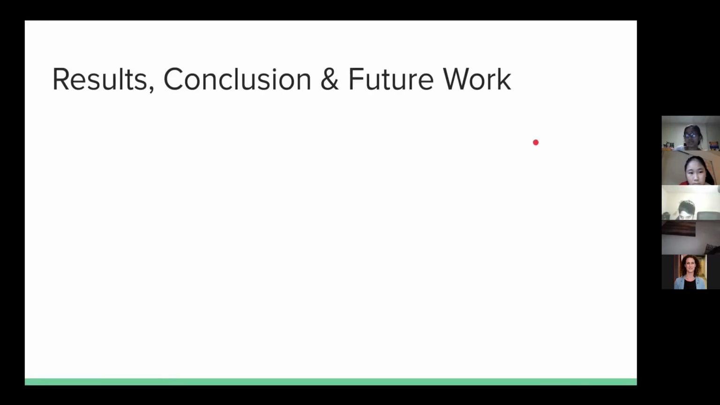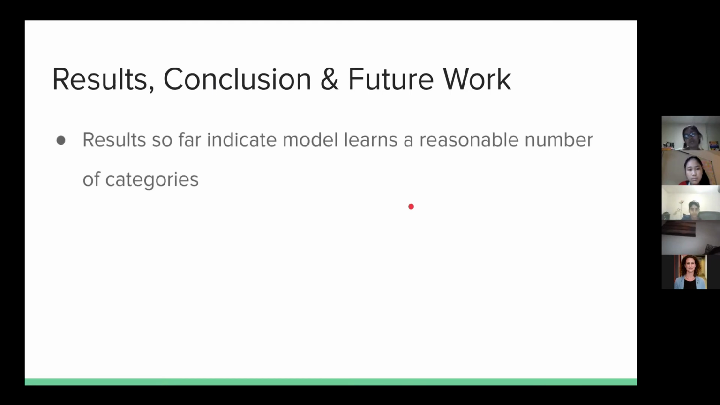So, results, conclusion, and future work. So far, this is still work in progress. I started this a month or two ago. So far we see that the model does indeed converge, pretty fast actually, and learns a reasonable number of categories.